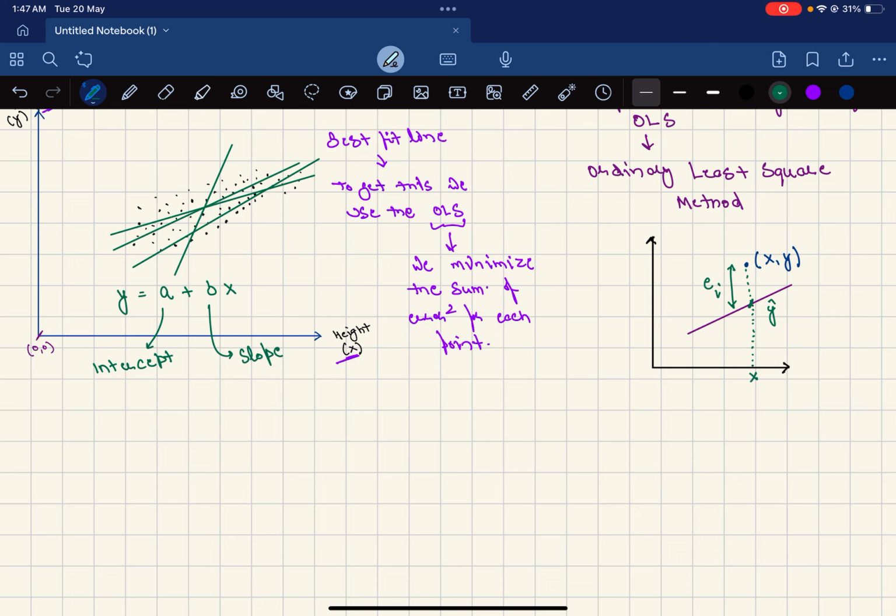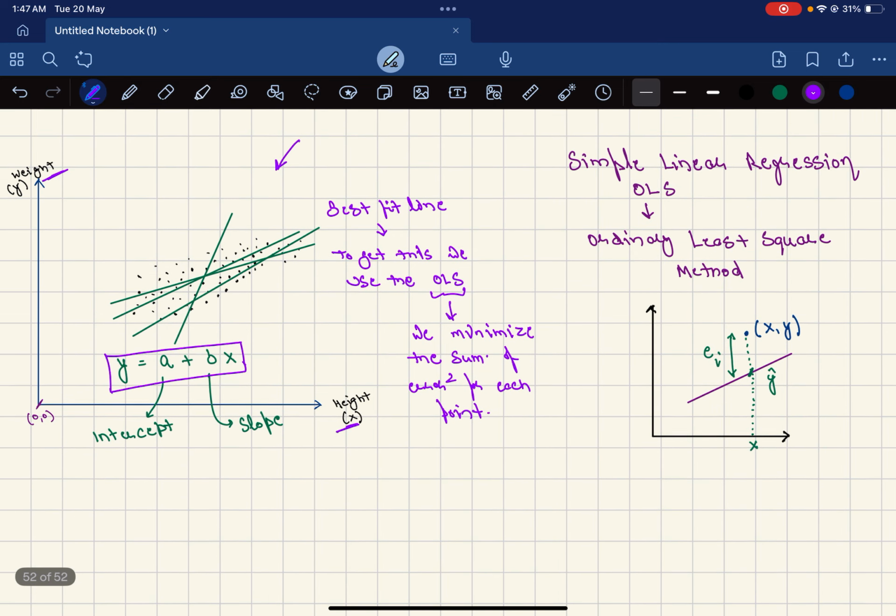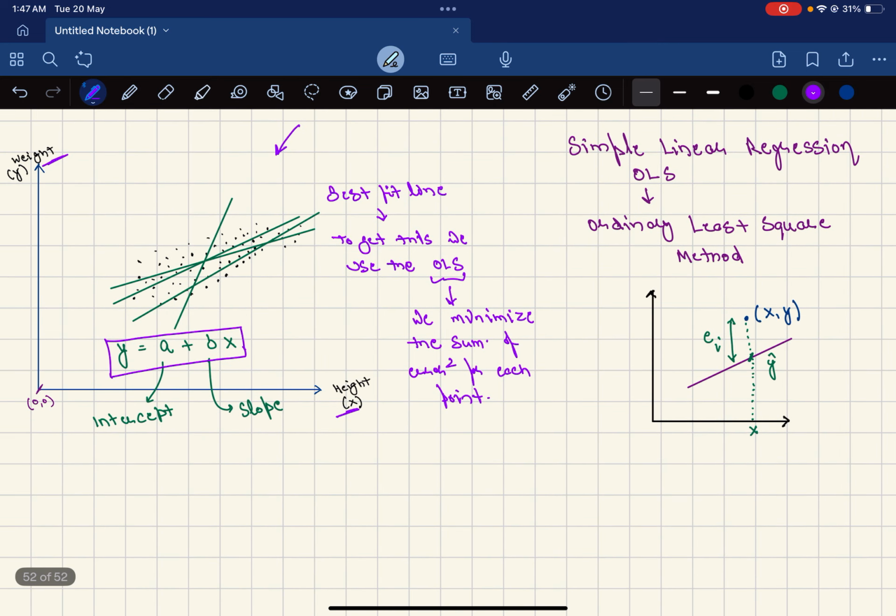while b is called the slope of the line. So in general, this is the equation of a straight line on a 2D plane. This is a general equation of a simple single line on a 2D plane. If we keep changing the values of a and b here, we keep getting different lines as shown here.